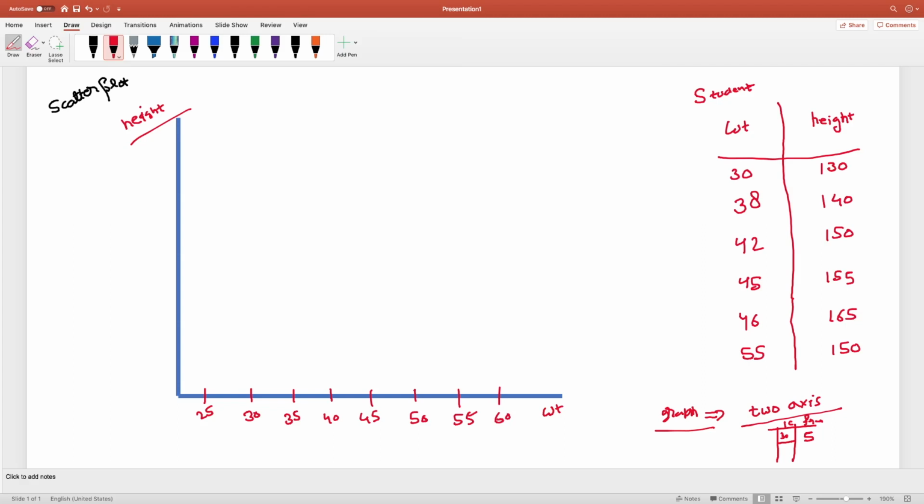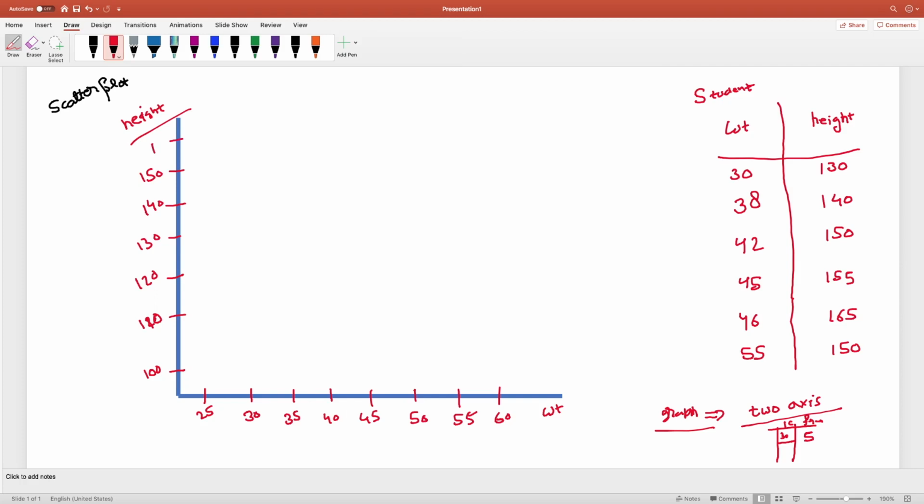And then we have the height of the people. So this is 100 centimeters, then 110, then 120, then 130, we'll say 140, this is 150, and this is 160.